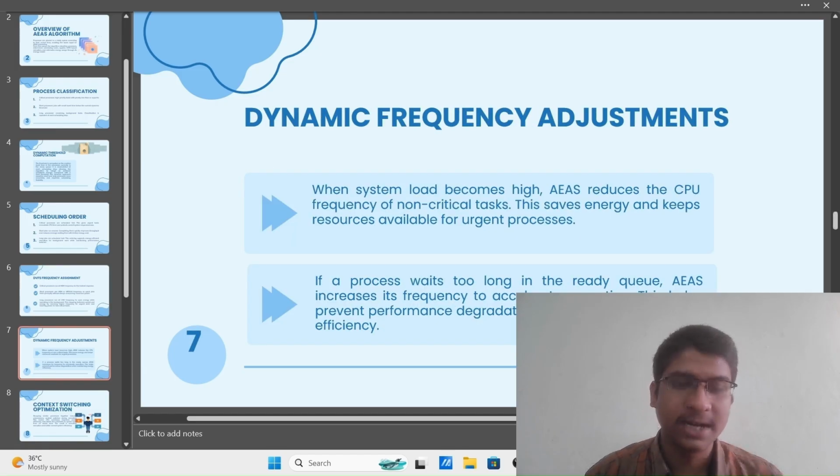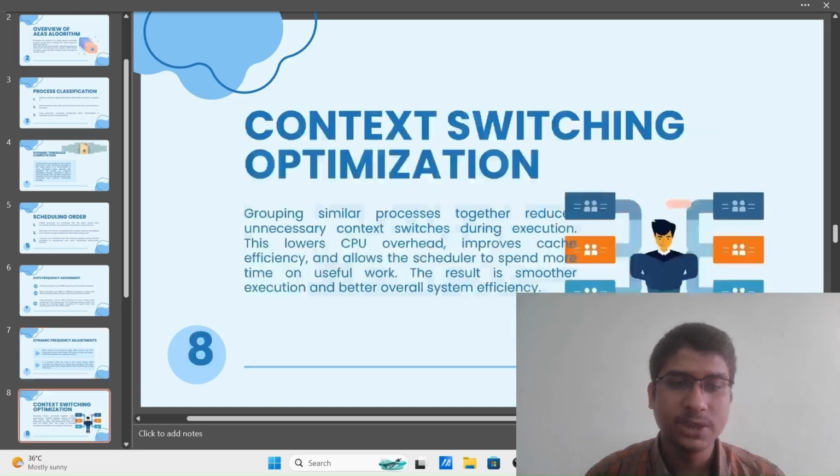We also apply dynamic adjustment. If the process load is high, we reduce the frequency of non-critical tasks. If a process is waiting for too long, we increase its frequency. This prevents performance degradation. We also minimize context switching by grouping similar processes together. This reduces overhead and improves efficiency.